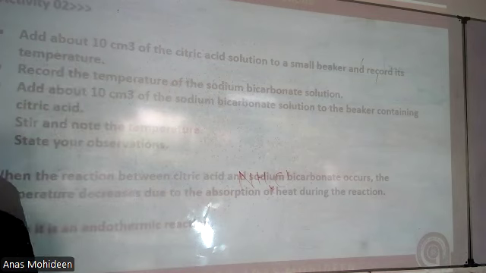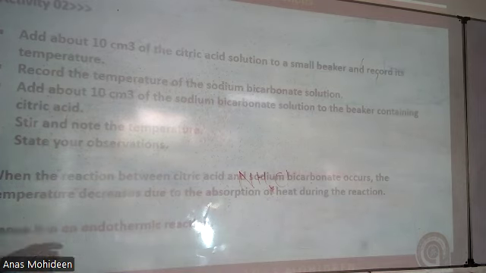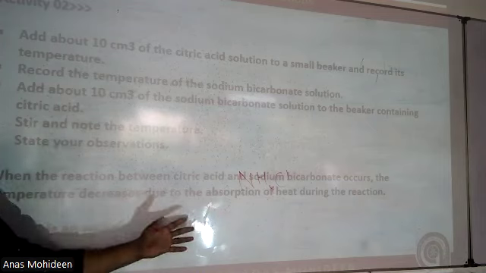and you have to measure the final temperature. You can see the temperature should be going down. As the temperature decreases, what type of reaction should it be? Endothermic. Why? The heat is absorbed. Heat is absorbed, so it is an endothermic reaction.